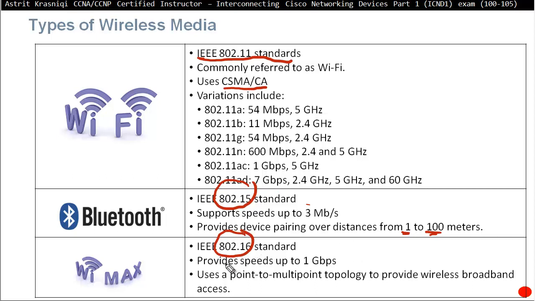802.16 is WiMAX. This provides speeds up to 1 gigabit per second. It uses a point-to-multipoint topology and provides wireless broadband access. This is like 4G. You use mobile towers and stuff, but it's not 4G, 3G, or 5G. This is WiMAX.